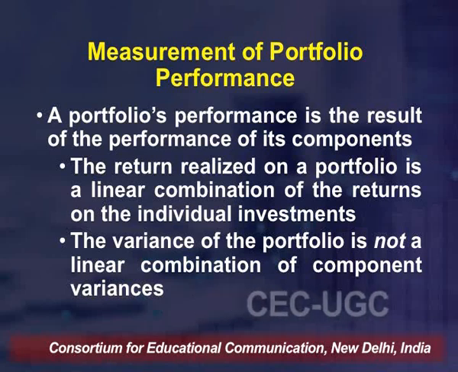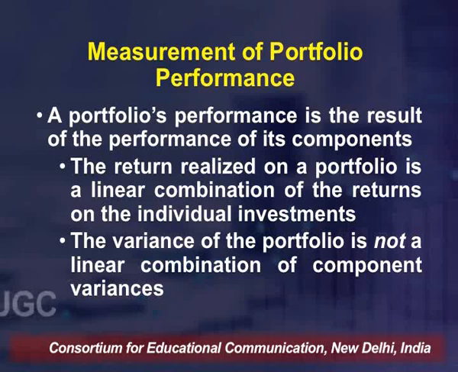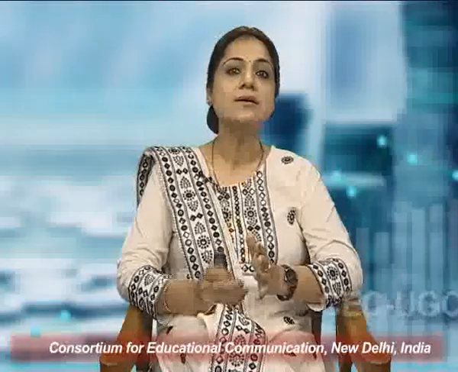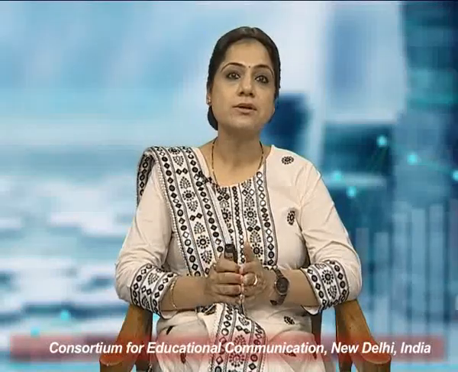The first component is the return realized on the portfolio, which is actually a linear combination of the returns of the individual investments. When I say linear combination of the returns of the individual investments, suppose you have invested in 5 different assets. So you divided this 2 lakhs into 5 different assets. So 40,000 in each asset.